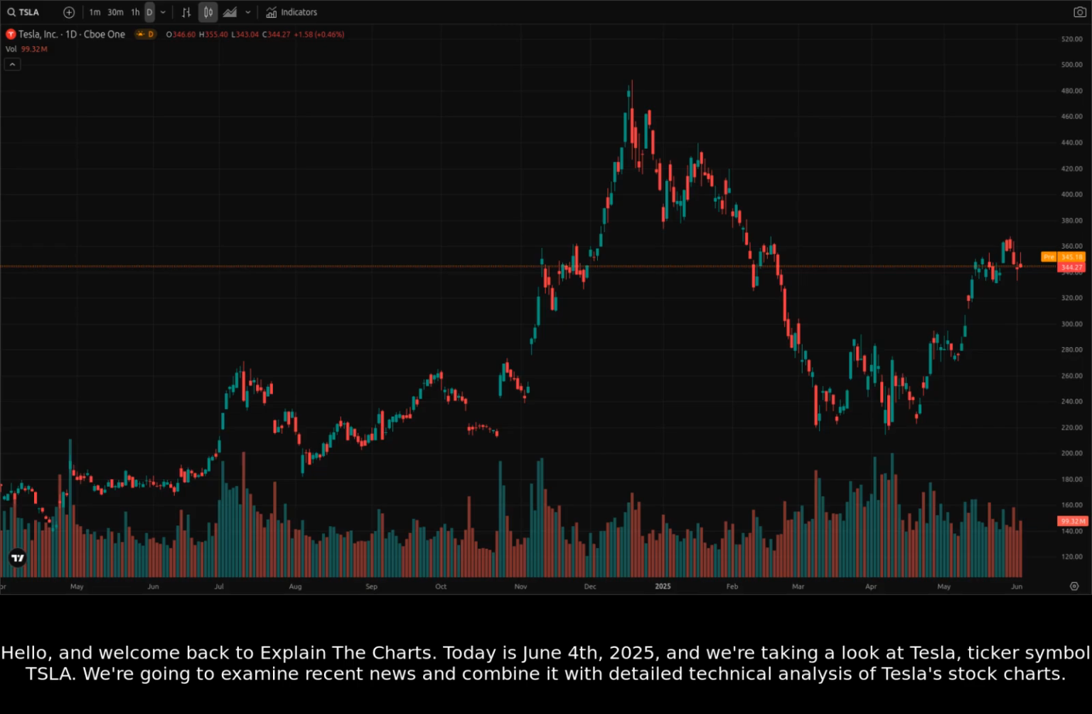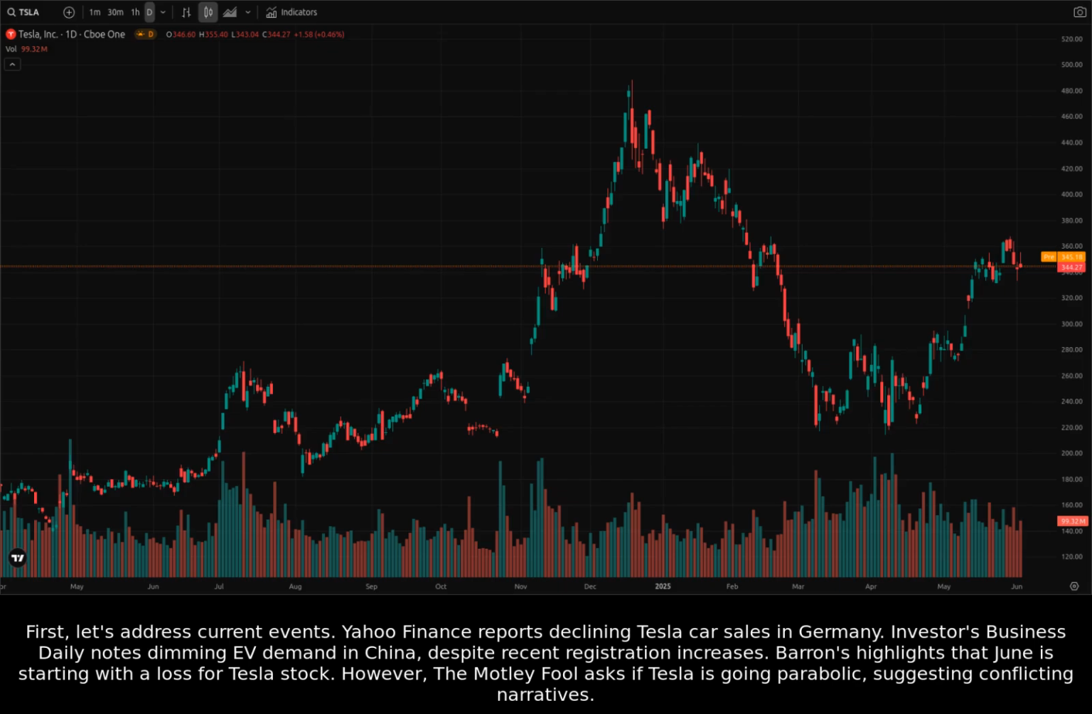Today is June 4th, 2025, and we're taking a look at Tesla, ticker symbol TSLA. We're going to examine recent news and combine it with detailed technical analysis of Tesla's stock charts. First, let's address current events.